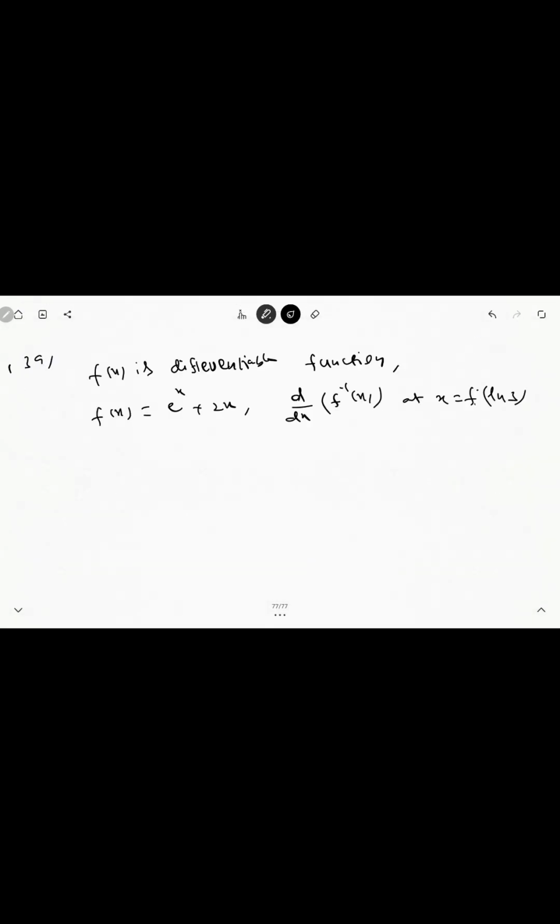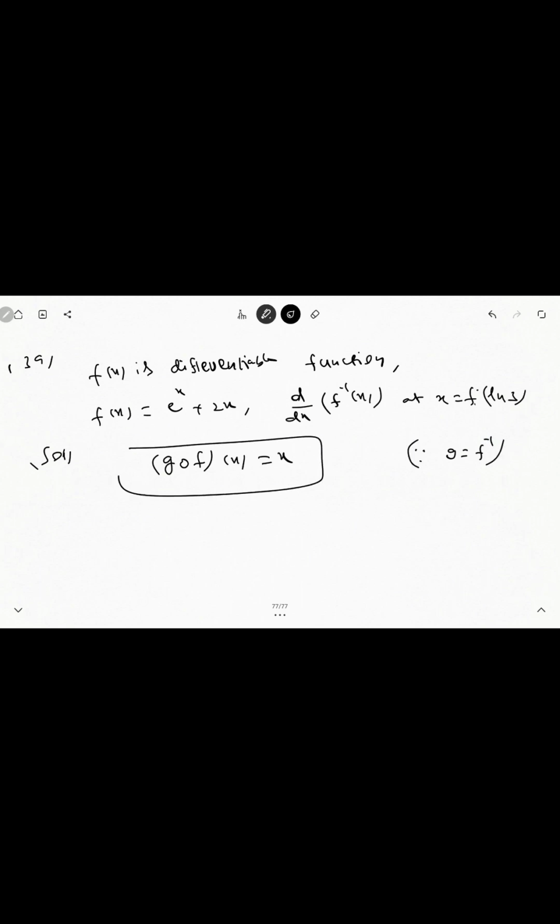39th. So next one: f of x is a differentiable function where f of x is equal to e power x plus 2x is given. Then find the derivative of f inverse x at x is equal to f of ln 3. So today also I have done. What is the point there? g circle f of x, where g is equal to f inverse, is equal to x. g is equal to f inverse.